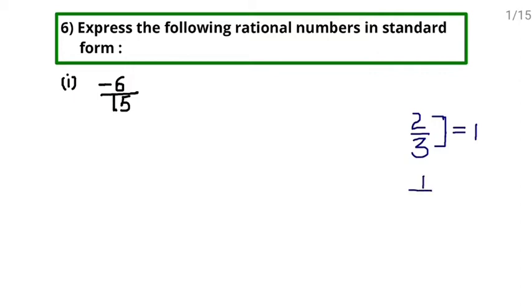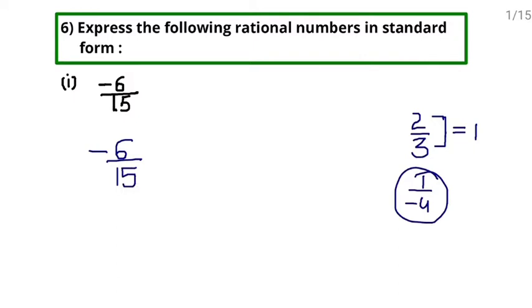If we have 1 upon minus 4, this is not the standard form. Why? Because the denominator is negative. So in standard form, the numerator as well as the denominator should not be divisible by any same number. Second, the denominator should not be negative. Right? Here they have given minus 6 upon 15.